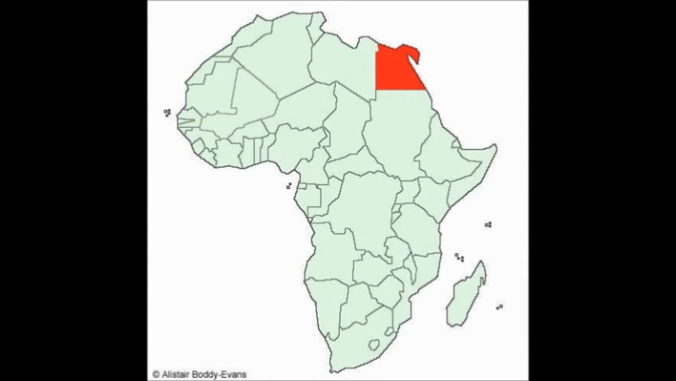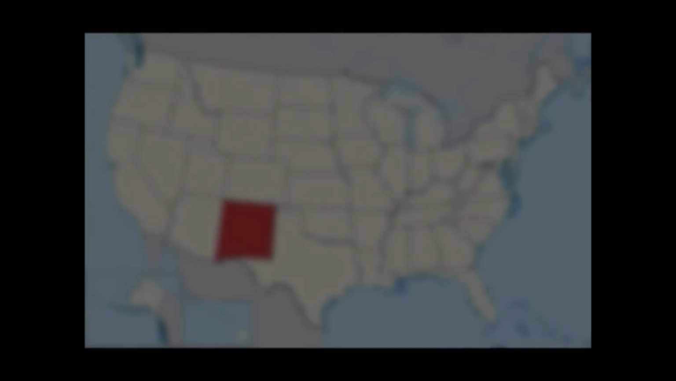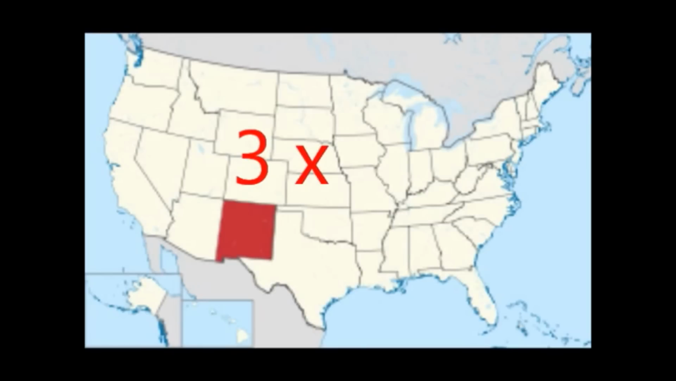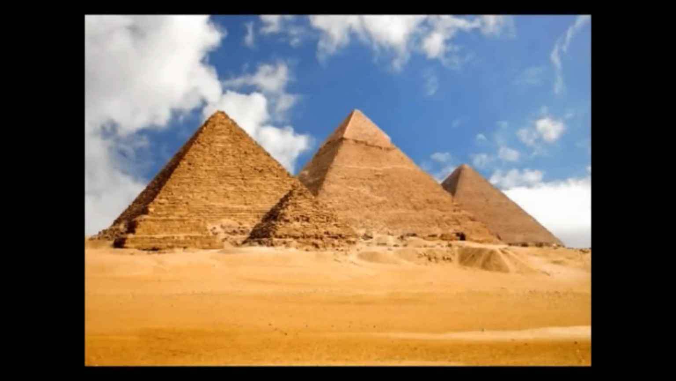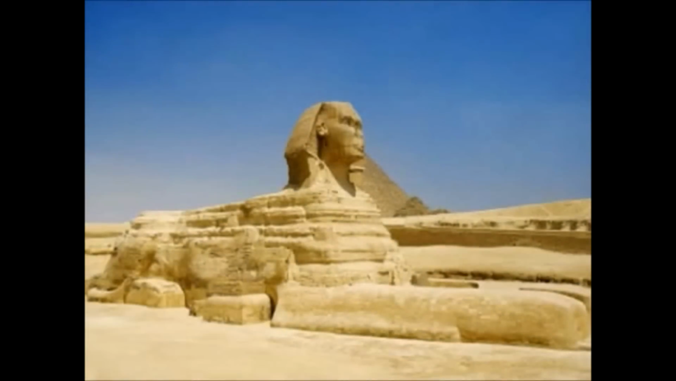Egypt is located in the northeast corner of Africa. It is 3 times the size of New Mexico. It is divided into 2 regions, Upper Egypt and Lower Egypt. In Upper Egypt, you can find some of the historical wonders of the world, including the Great Pyramids and the Sphinx.